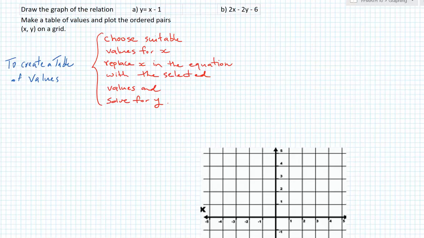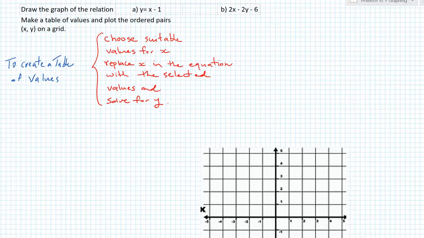So we have two equations up here. I gave you guys two different lines, or two different graphs. Once you replace the x in the equation with the suitable values that you chose, then you solve that equation for the y value, and then we're going to put it down in a table format. That's called the table of values. So we're going to go through random numbers.